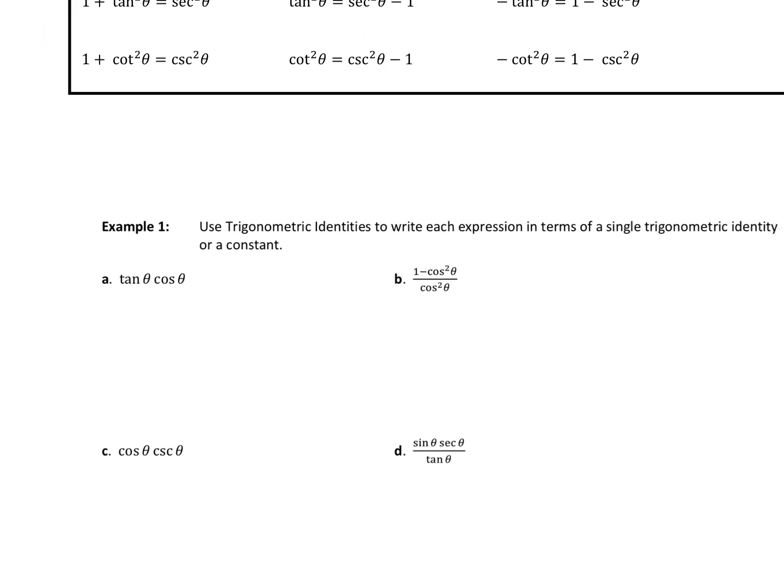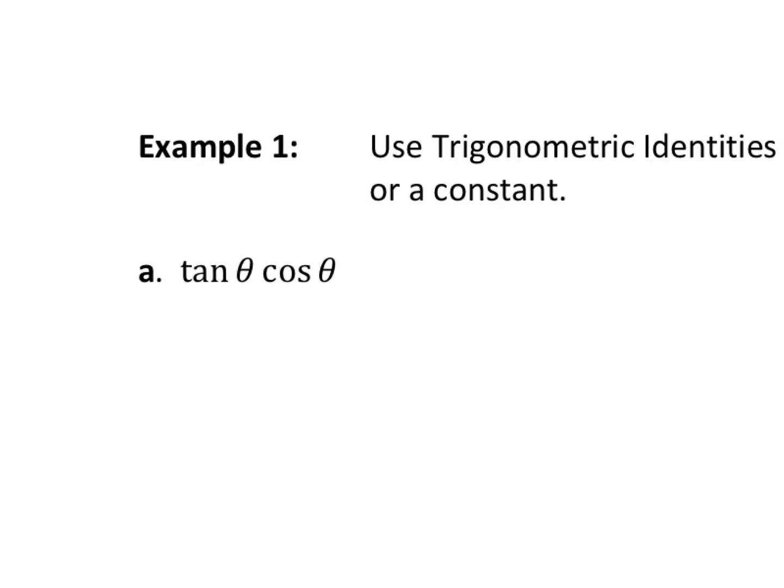So we're going to use our trig identities to write each expression in terms of a single trig identity or a constant. So what do you think I can do for A? What should I change? Tangent into what? Sine over cosine. Perfect. We like it when everything's in terms of sine and cosine because then maybe things will start to cancel out. What else could I do?